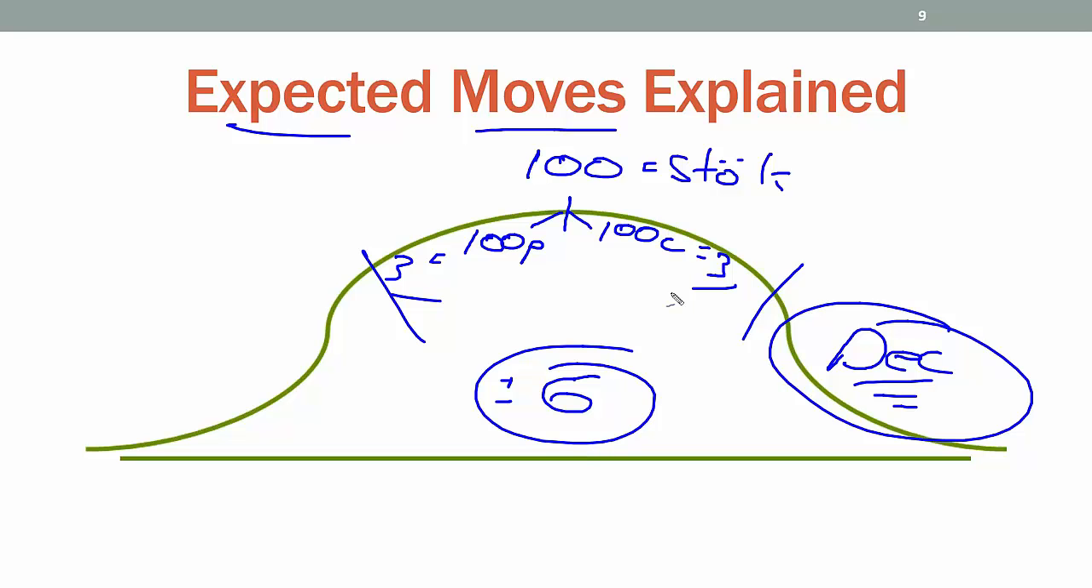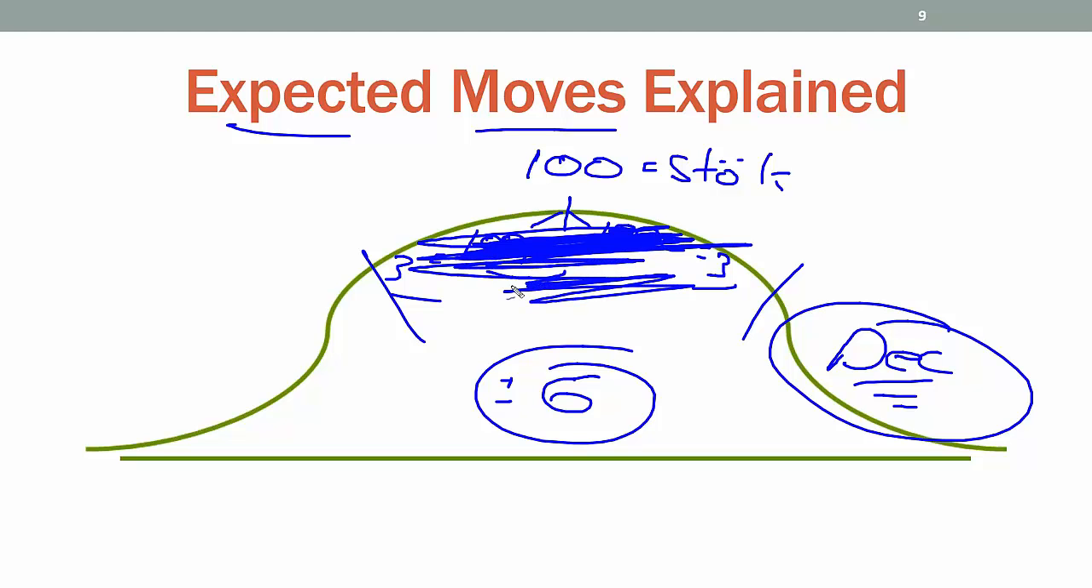And don't even worry again, it's not important to understand if the call goes in the money or the put goes in the money. We're not even going to trade these options. I don't need no stinking options right now. All I needed was the price of the options to determine what is called expected move.